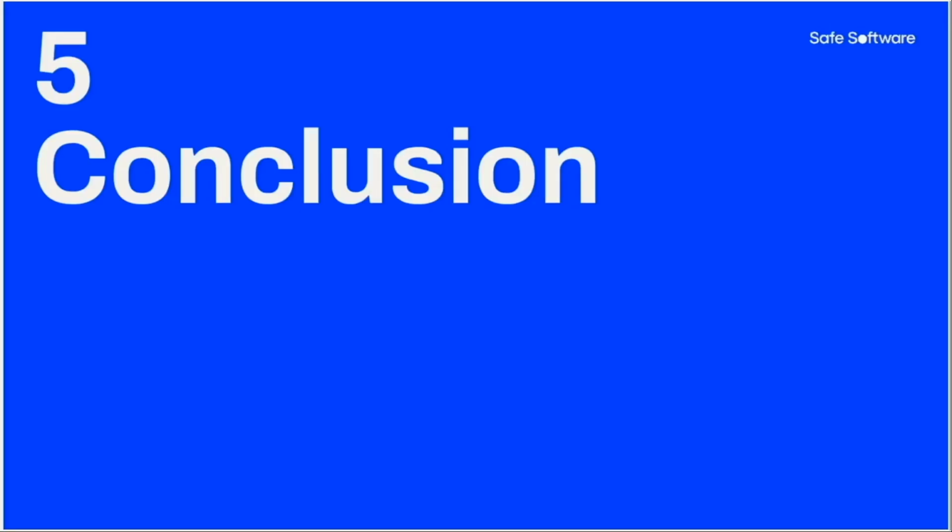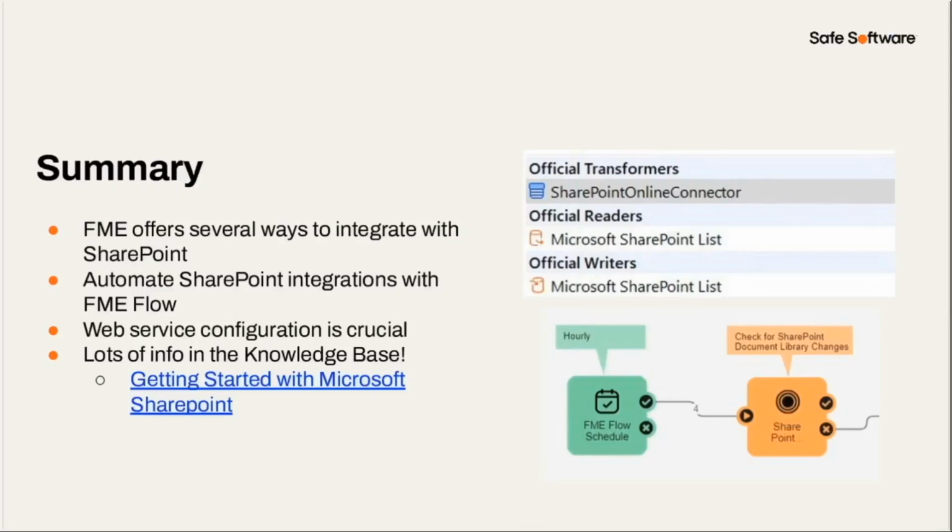Let's conclude things so we have a little bit of time to address some of the questions that have come in. Just a quick summary. As we saw here, FME offers several ways to integrate with Microsoft SharePoint: the SharePoint Online connector, the list reader writer, browsing SharePoint as a file system, and also using HTTP callers in the Graph API. FME Flow lets you automate your SharePoint integrations.